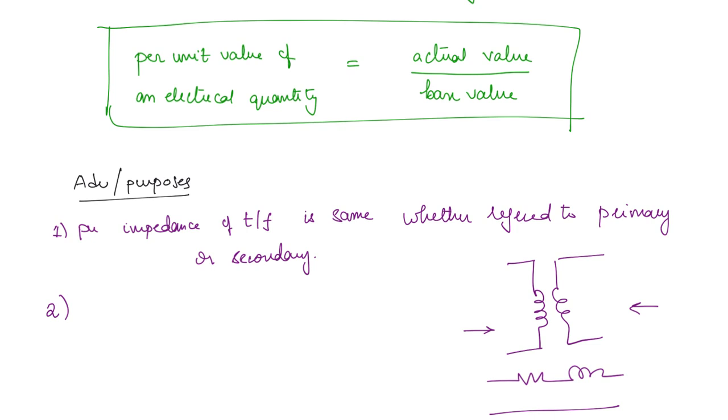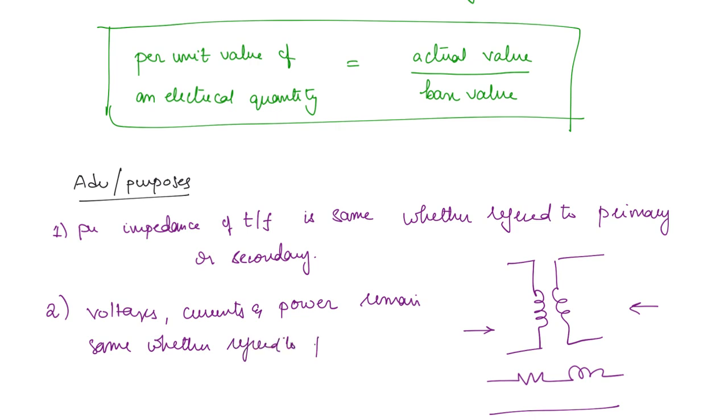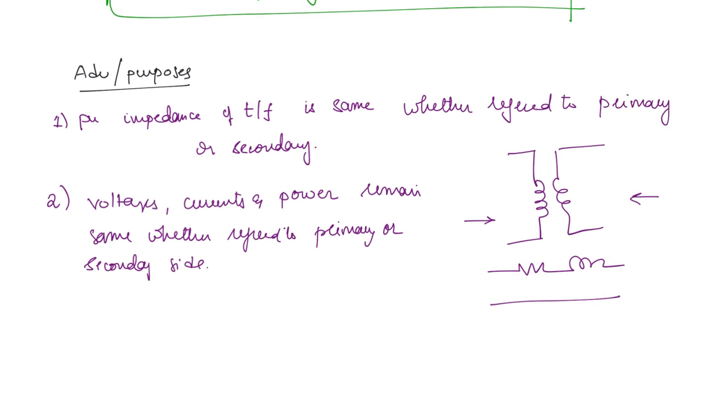The second one is voltages, currents and power. They also remain the same whether referred to the primary or secondary side. Okay. Next one is the per unit values of line and phase quantities will remain the same.